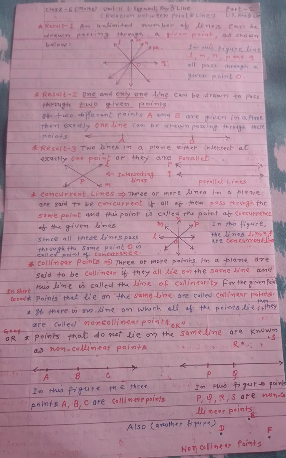ABC, in this figure 3 points A, B, C are collinear, whereas in the figure points P, Q, R, S are non-collinear points. Also another figure of this type, non-collinear points. That's all.